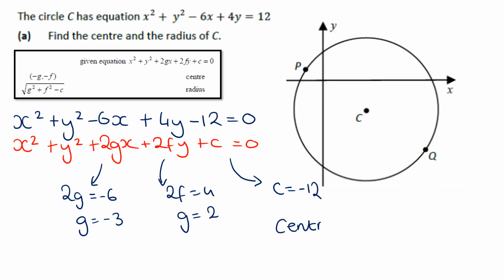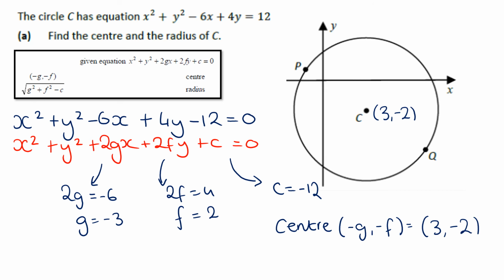So the centre again, as per page 19, gives us minus g, minus f. Sorry, I've written g instead of f here. So I end up with 3, minus 2. And based on the diagram, the fact it's in quadrant 4, that should make sense.